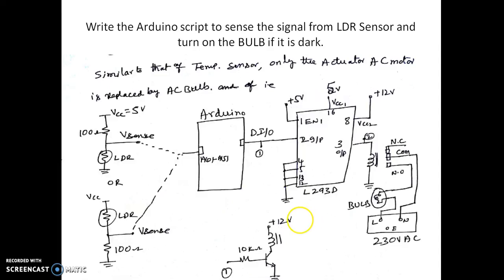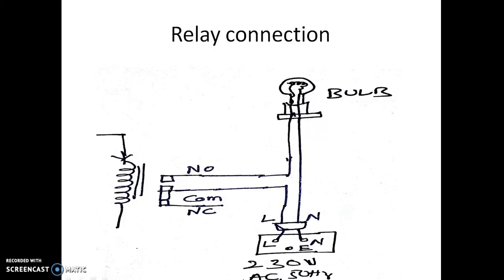A similar connection can be made using the relay and the transistor also. We can replace the L293D by this connection. This is how the bulb is connected. This is the coil we have. The NO is connected to one of the broken lines of the bulb, and the other line is connected to the common. When current is not going through this, it will be off under normal condition. When current flows through this, we have to ensure that current flows when it is dark. So when it is dark, the current flows through this, so this gets connected to this so that the bulb turns on.